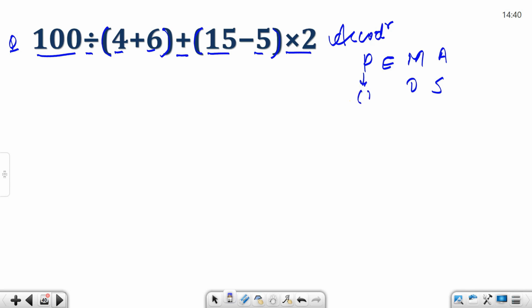P for parentheses, E for exponents, M for multiplication, D for division, A for addition, S for subtraction. First of all, we know that multiplication and division have the same priority, and addition and subtraction have the same priority. So now the solution.